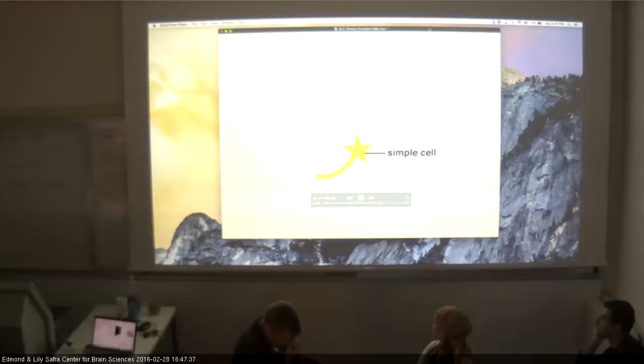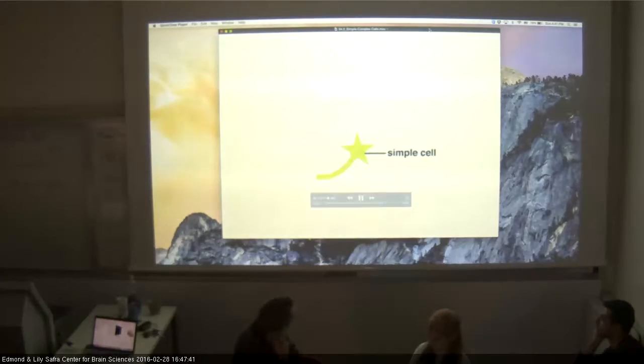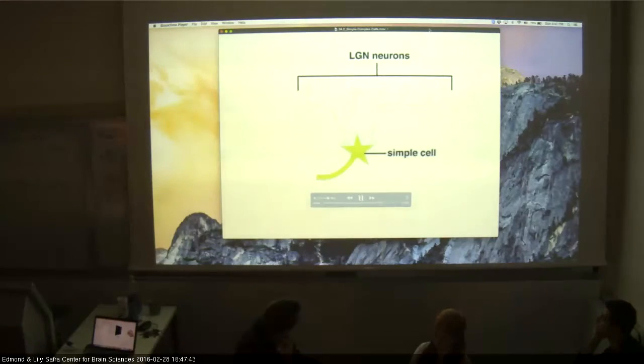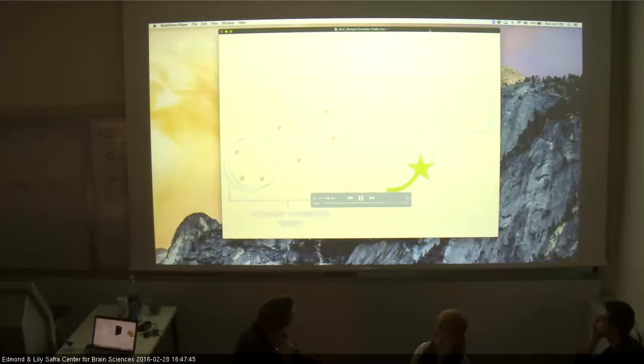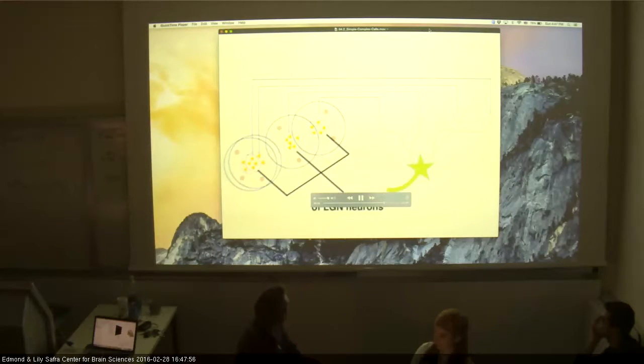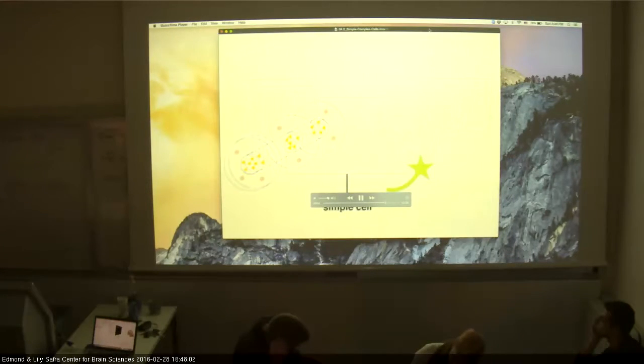Hubel and Wiesel proposed that the receptive field of a simple cell can arise from the convergent input of a series of LGN neurons. The circular receptive fields of the LGN neurons, represented by the concentric circles, combine to form the receptive field of the simple cell. The on centers of LGN neurons, represented by smaller circles filled with triangles, combine to form the on center of the simple cell, as indicated by the rectangular dashes.